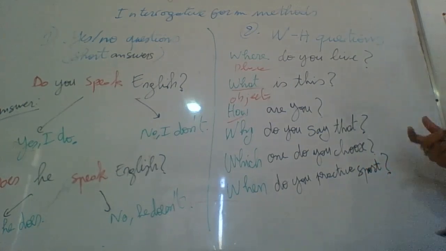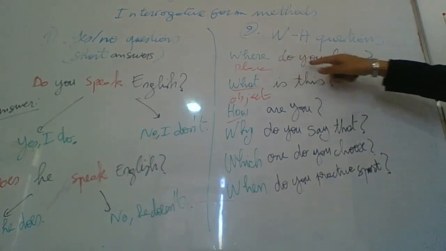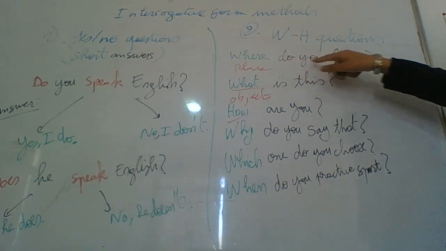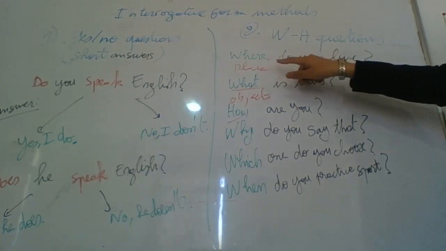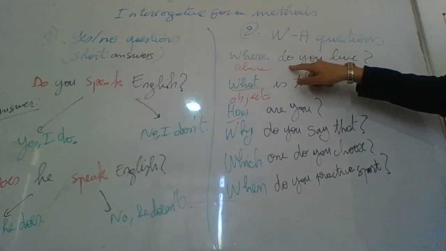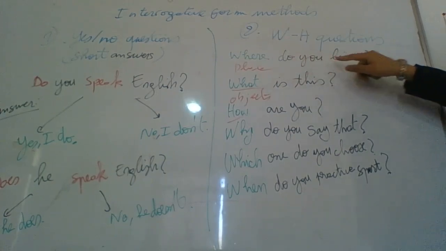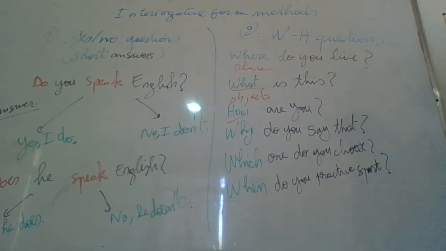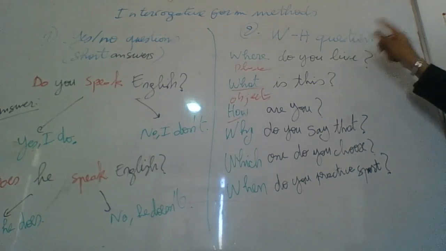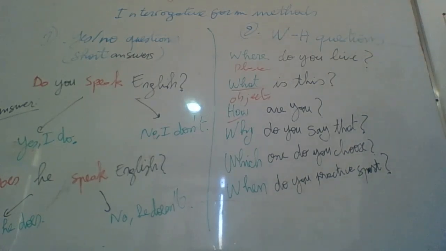Alright, how is the question and its structure? Where do you live? Where, the question word, plus do or does, plus subject, plus the verb, and then plus the rest of the sentence. Don't be scared whether it is small or big, okay?